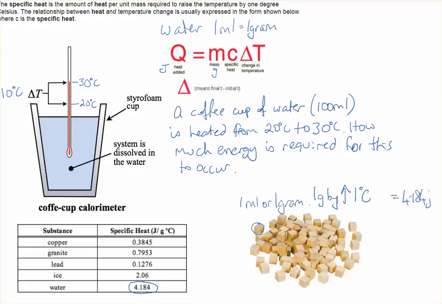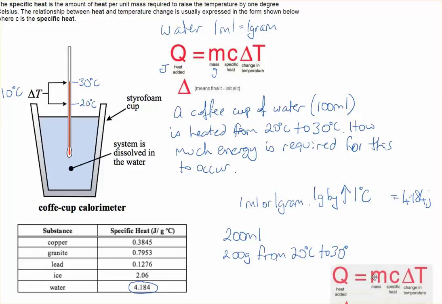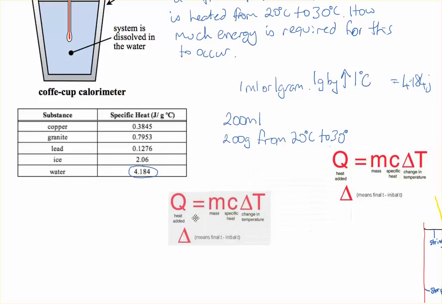So the example that I'm now looking at is not 4.18 joules. Instead of 1 mil, I've now got 200 mils. So I want to lift up 200 mils or 200 grams, and I want to raise the temperature of that from 20 degrees Celsius to 30 degrees Celsius. So now I've got to figure out how much energy I'm going to require. Well, let's grab hold of this formula and I'll bring it down a little bit closer to where we're working.